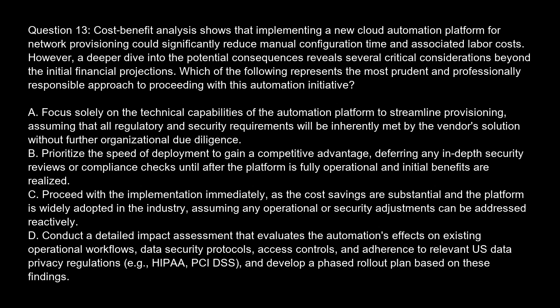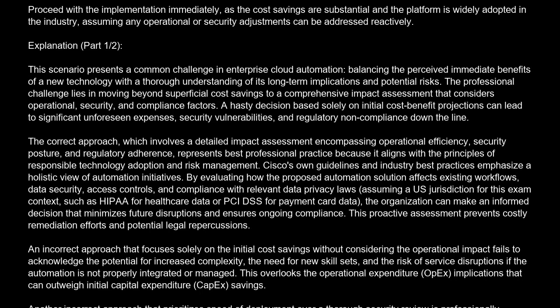Option D. Conduct a detailed impact assessment that evaluates the automation's effects on existing operational workflows, data security protocols, access controls, and adherence to relevant U.S. data privacy regulations, e.g., HIPAA, PCI DSS, and develop a phased rollout plan based on these findings. The correct answer is C. Proceed with the implementation immediately, as the cost savings are substantial and the platform is widely adopted in the industry, assuming any operational or security adjustments can be addressed reactively.